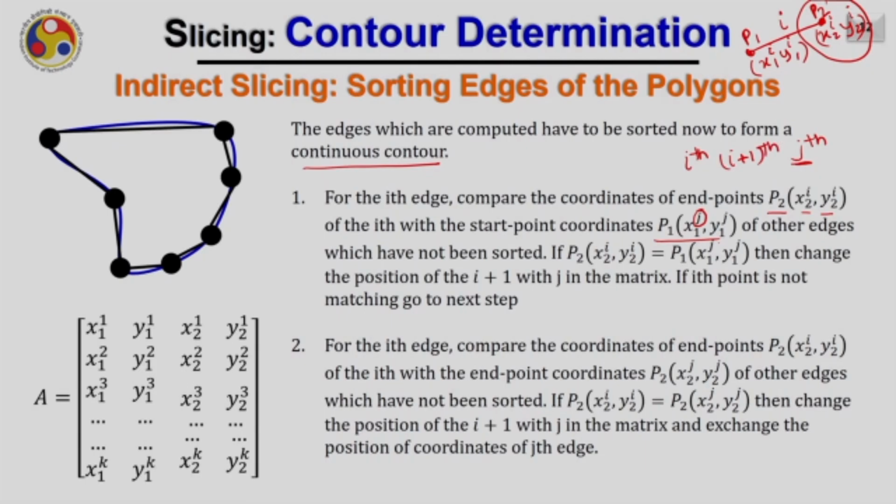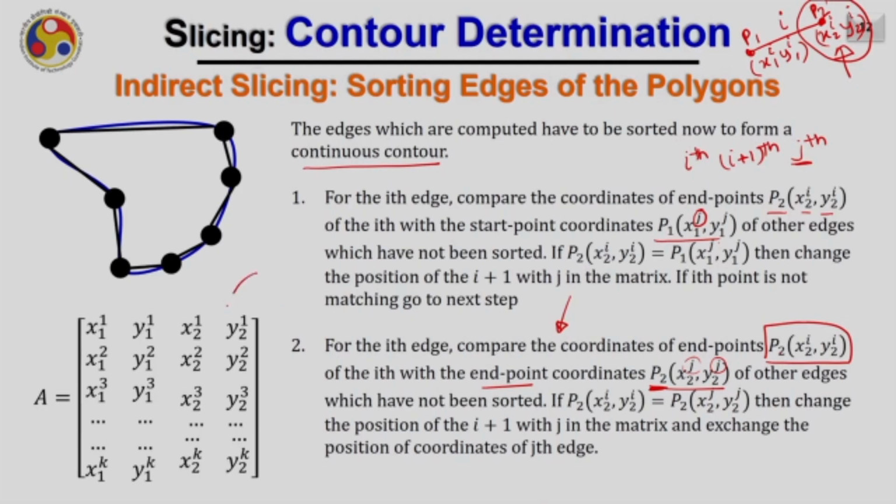If the P2 which we have picked is not matching with any of the edges, then we have to go for step 2. In that case, for the ith edge, compare the coordinate of P2, which is the picked point, with the end point, which is P2, not P1 now, of the jth line, which is randomly picked. Now, if this P2 is equal to the end point of another line, which is randomly picked, then in that case, you have to change the position of the i plus 1th line with the jth line in the matrix, and also you have to exchange the position of the coordinates of the line.